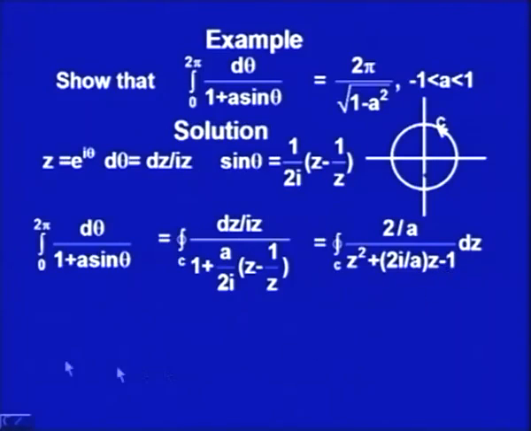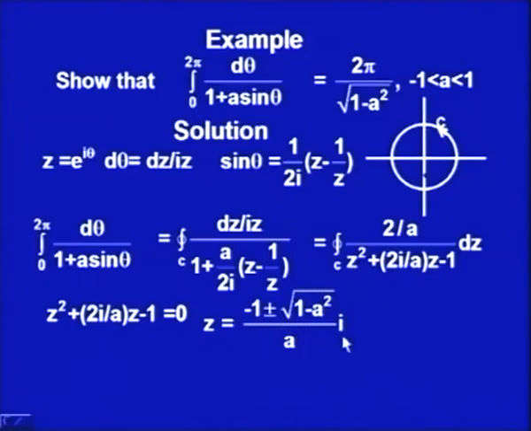Now, let us see this denominator. This denominator has zeros, purely imaginary zeros. So, what are the zeros? Minus 1 plus minus square root of 1 minus a square, upon a i. Because a square is less than 1, the square root of 1 minus a square is a real number, and this number would also be smaller than 1. So, when we have minus 1 minus this thing, we are going outside this region, or this contour, the unit circle.